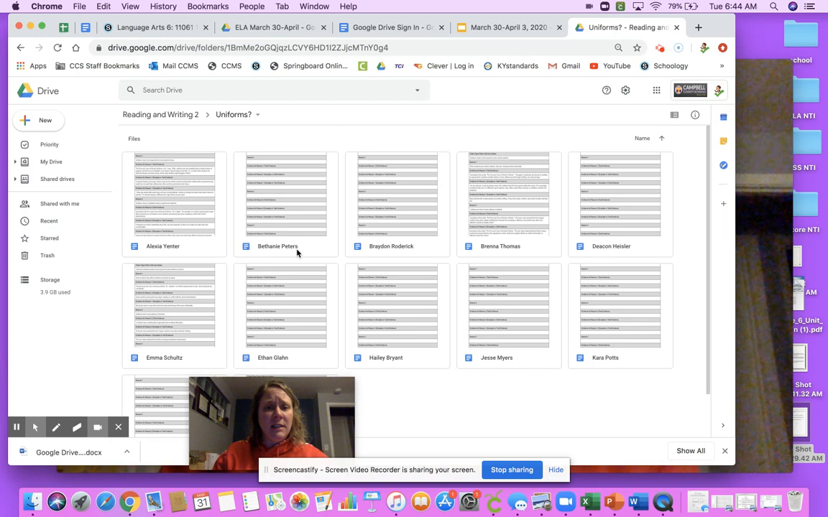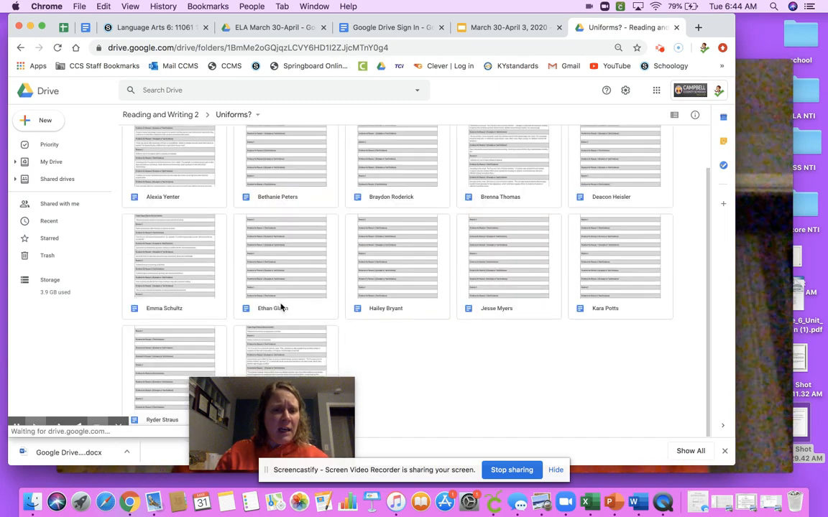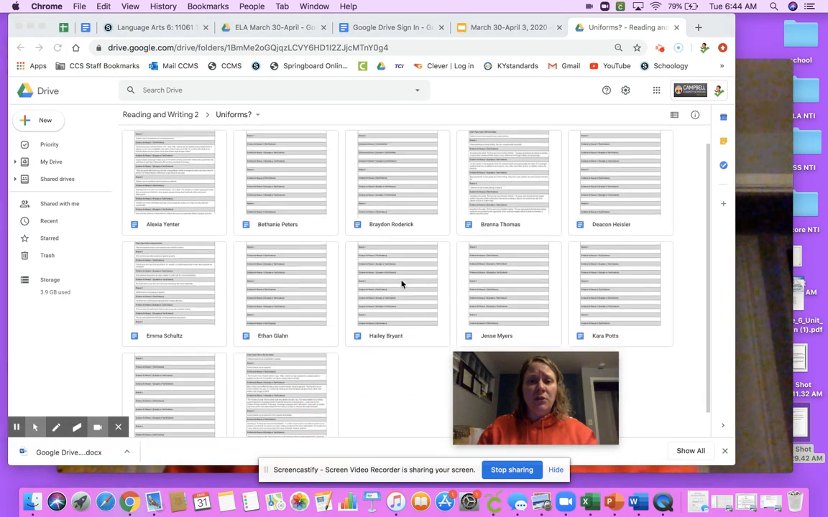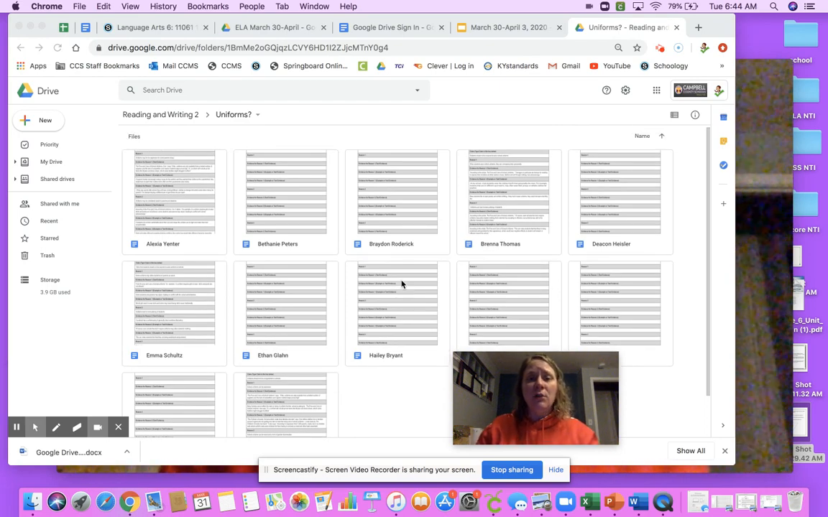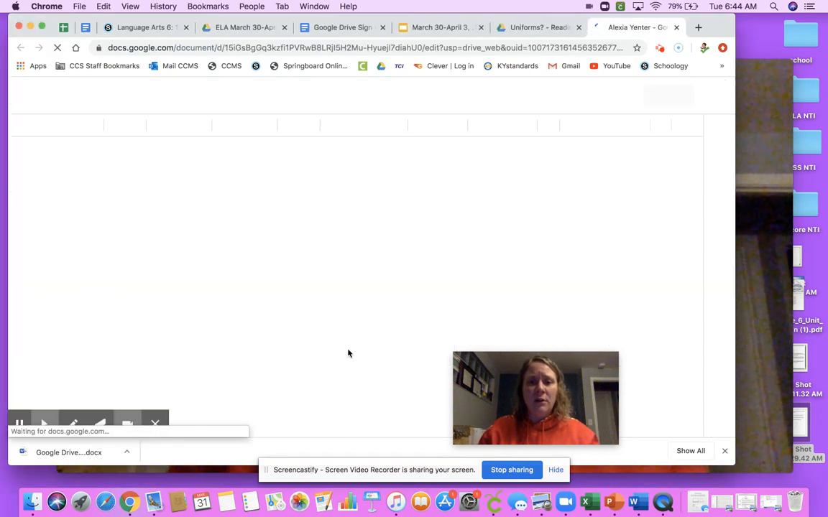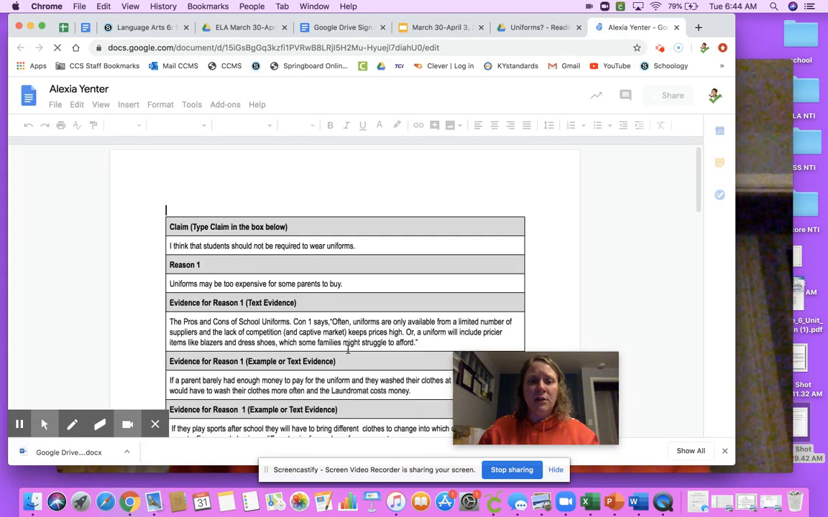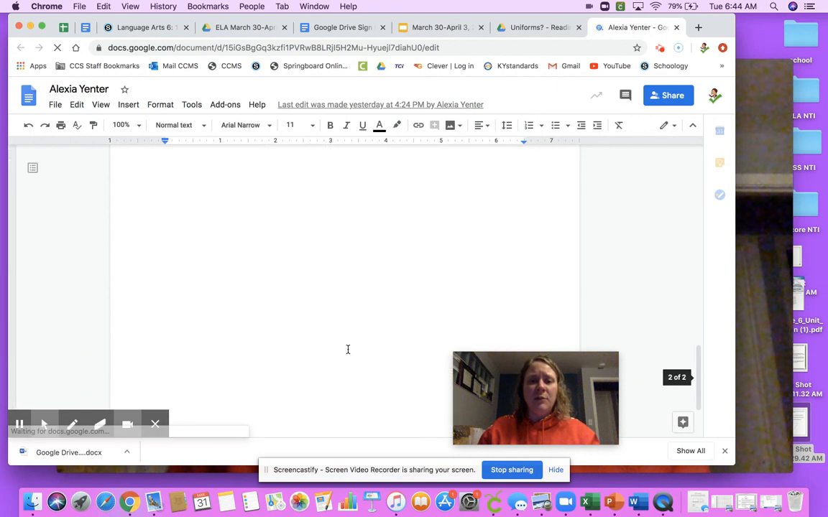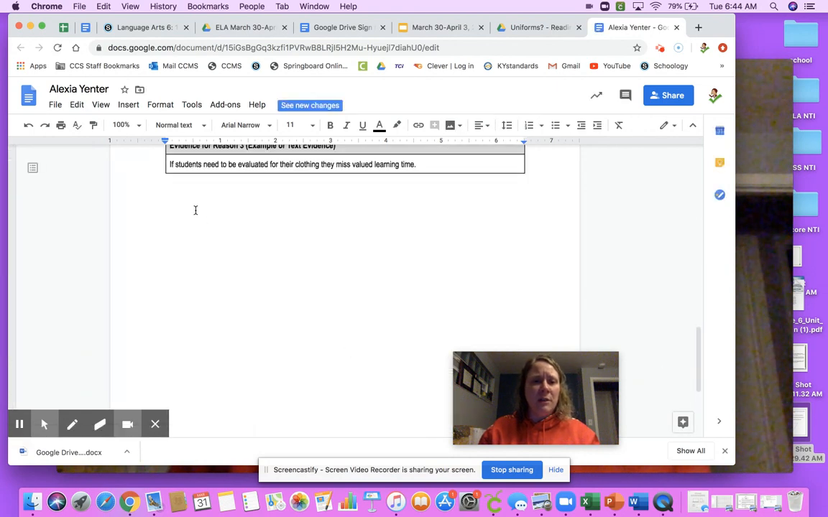Find your name. So I see Bethany and Braden and Deacon and Kara and Jesse and Haley and Ethan and Ryder. You all probably submitted during Schoology yesterday, which is fine. I will go in and copy and paste some of the stuff that you included into your assignment. But if you look at Alexia and Brenna's, you can see that there's writing inside of their graphic organizer.